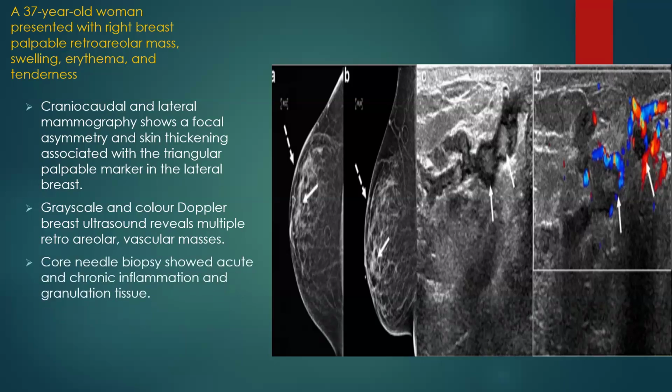The core needle biopsy again showed acute and chronic inflammation and granulation tissue, and the diagnosis of diabetic mastopathy was put. The patient's symptoms resolved within a month.